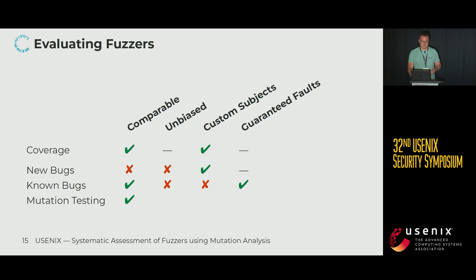Mutation testing, well, it's comparable. You can see if a mutation is killed or not. It's the least biased way because of this exhaustive application for each mutant. And, well, you can use custom subjects. However, the problem is that you give up having a list of complete false positives. And we think this is worth it because you will get this unbiased way of evaluating fuzzers.